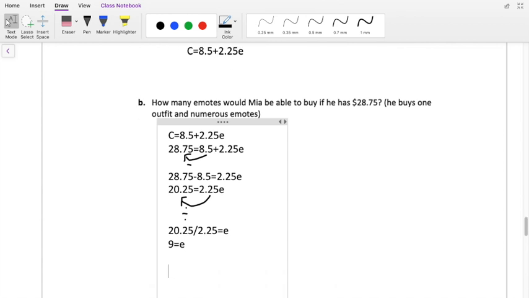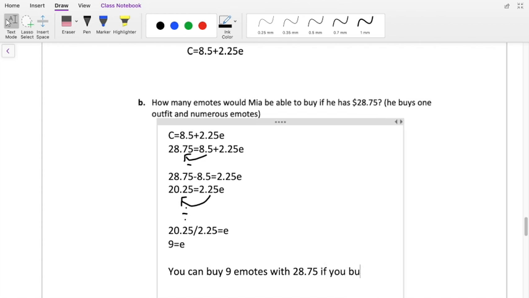A good communication mark would include: you can buy 9 emotes with $28.75 if you buy one outfit.